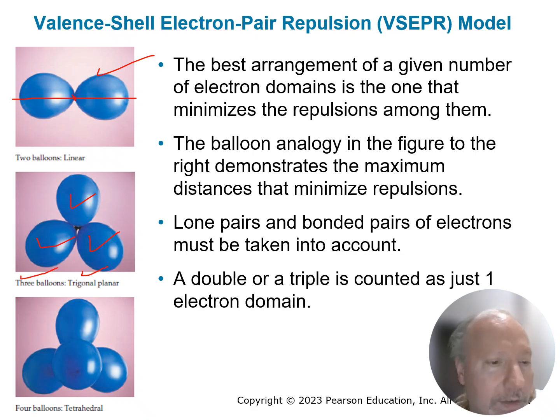Trigonal planar, they're going to be 120 degrees apart. Then we can add a 4th balloon, and then we get 1, 2, 3, 4 balloons. And so the electron domain geometry here is going to have to be tetrahedral. But remember, we always start with the Lewis structure. We get that.